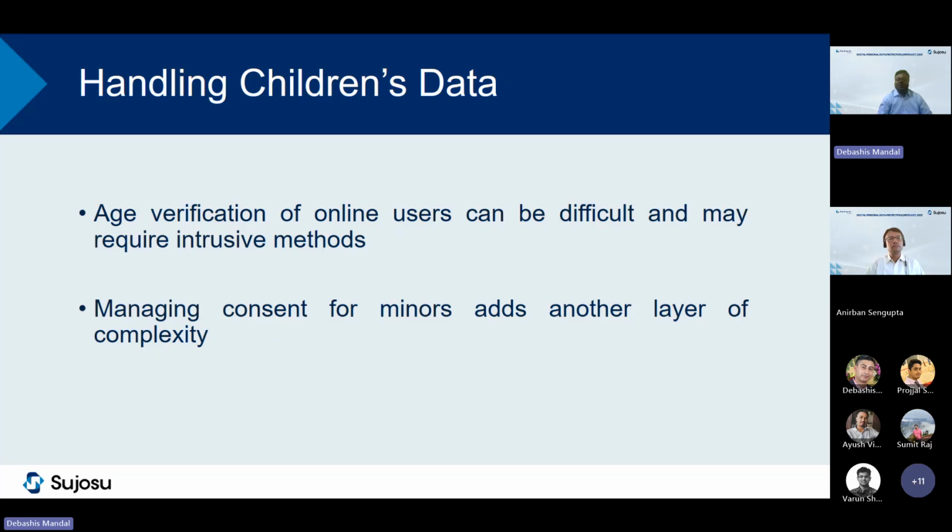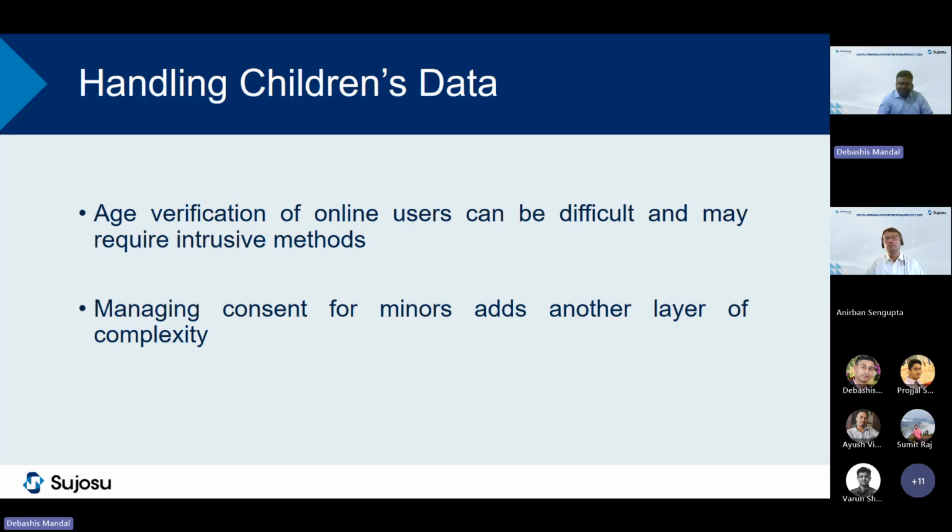They can in turn be intrusive because they can potentially violate privacy, since we are asking for additional data from the users. So this creates a compliance dilemma, right? How to verify age without over-collecting data or harming the users.